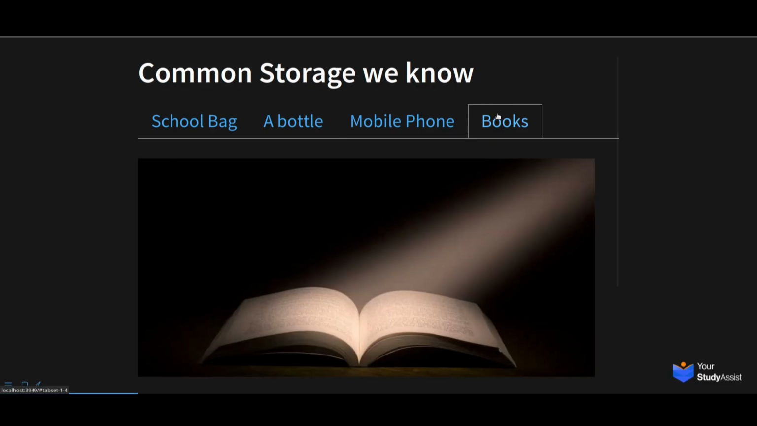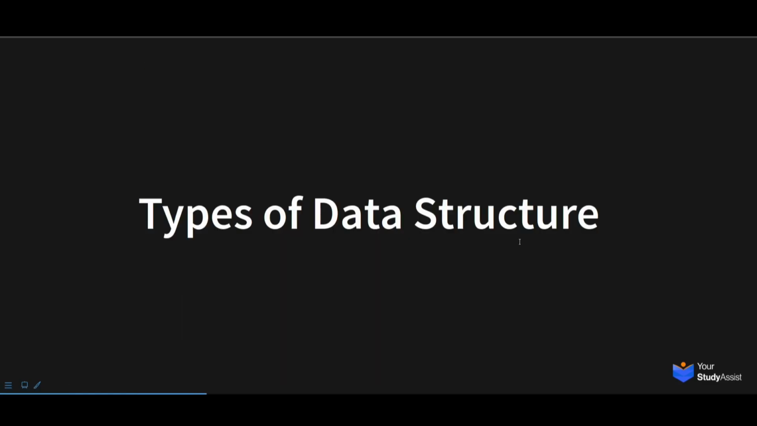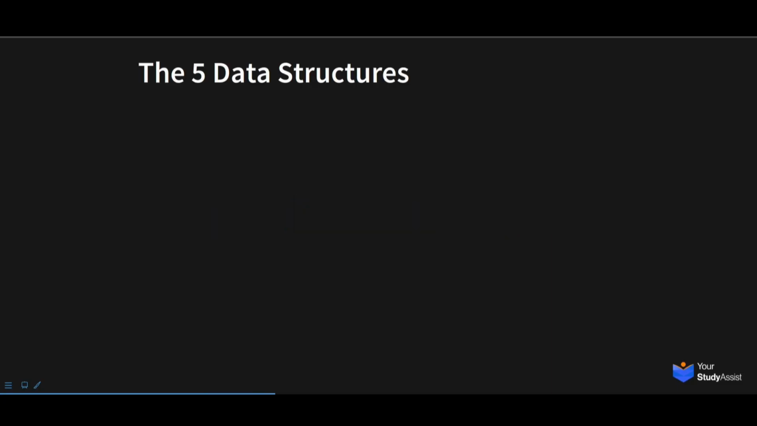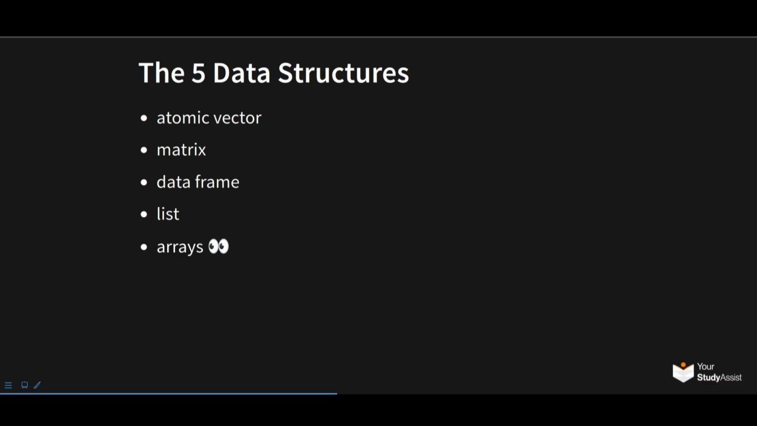Another example is the book. Our books store text information. Now, what are the types of data structures? We have 5 types of data structures. It includes the atomic vector, the matrix, data frame, lists, and arrays. Of the 5 types, we are going to discuss only 4: atomic vector, matrix, data frame, and lists. And we won't be discussing arrays.